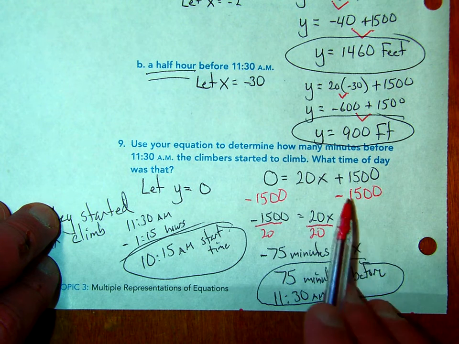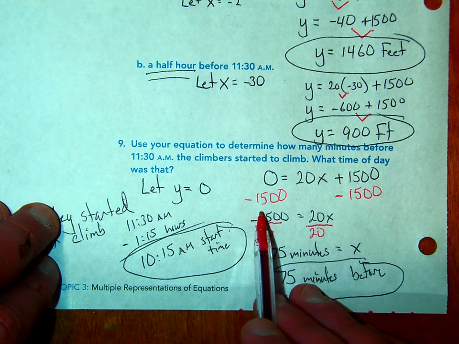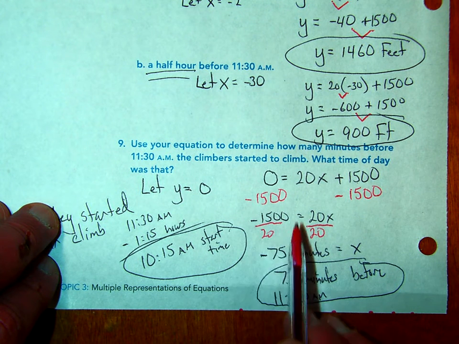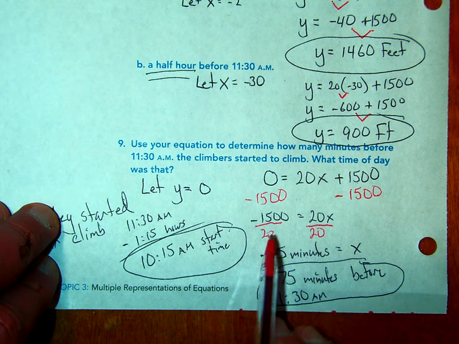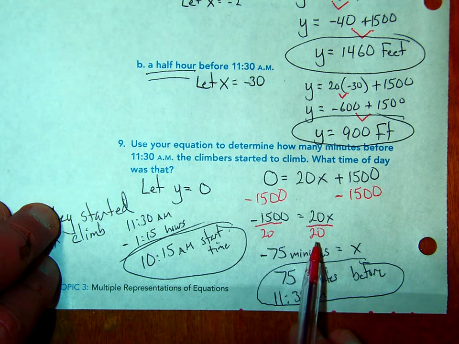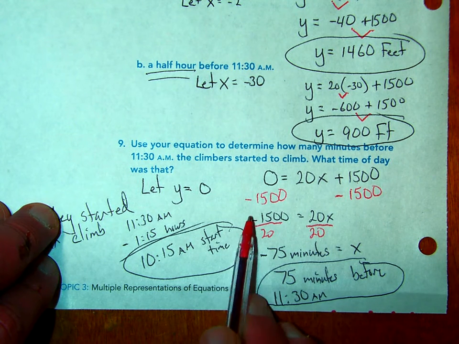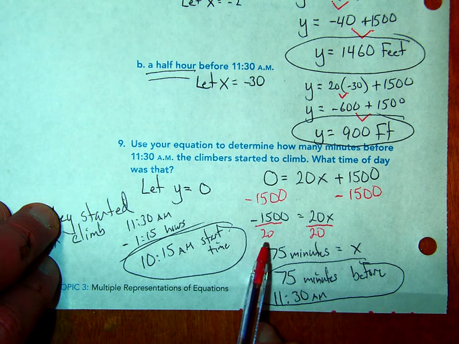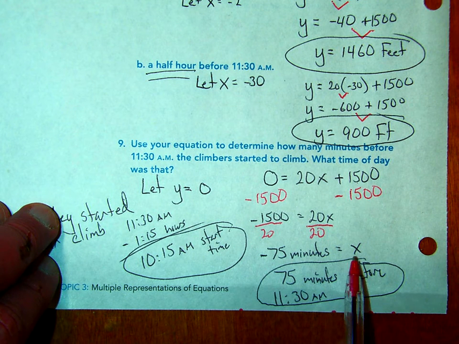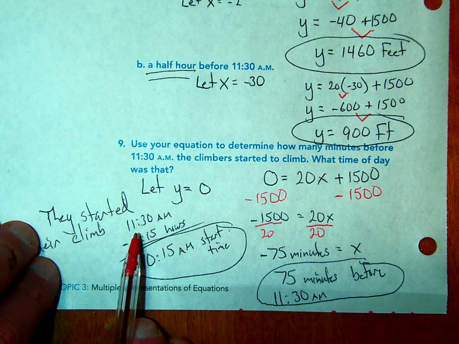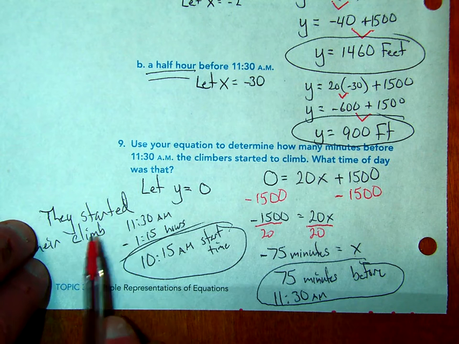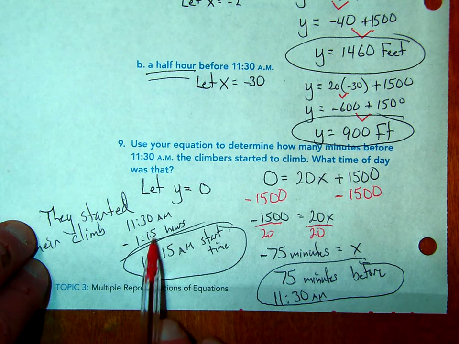So I'm going to subtract 1,500 from both sides, subtraction property of equality, and I get negative 1,500 equals 20 times x. Divide both sides by 20, division property of equality. Negative divided by positive is negative. 1,500 divided by 20, negative 75 minutes is x. So they started their climb 75 minutes before 11:30. And what time is that? 11:30 minus an hour and 15 minutes, because again, 75 minutes is an hour and 15 minutes. They started their climb at 10:15 in the morning.